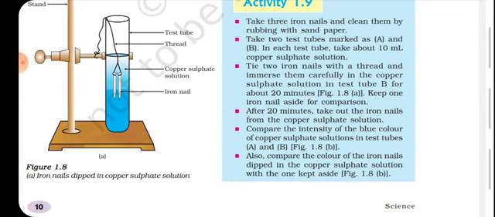Okay. Take 2 test tubes marked as A and B. In each test tube, take about 10 ml of copper sulfate solution. Tie 2 iron nails with a thread and immerse them carefully in the copper sulfate solution in test tube B for about 20 minutes. After 20 minutes, take out the iron nails from the copper sulfate solution. Compare the intensity of the blue color.